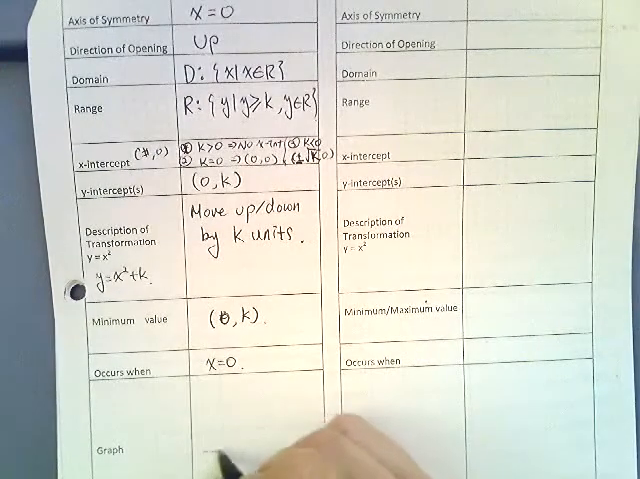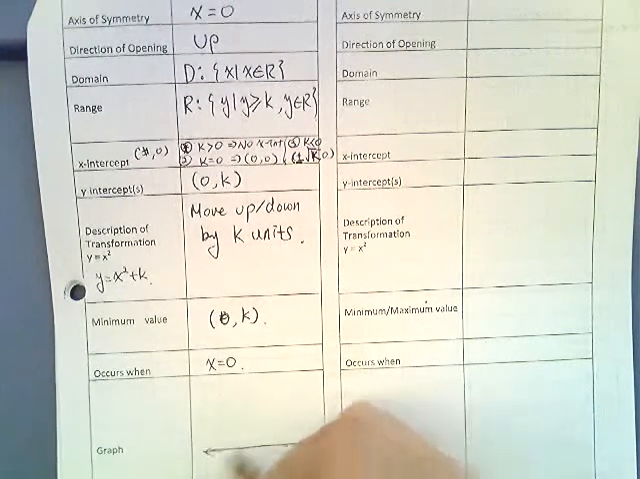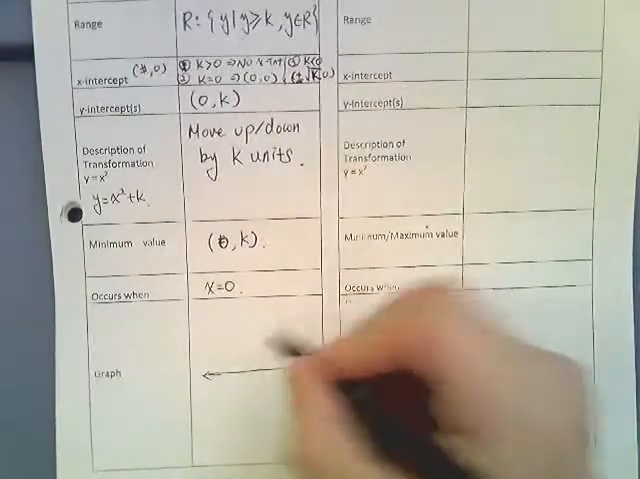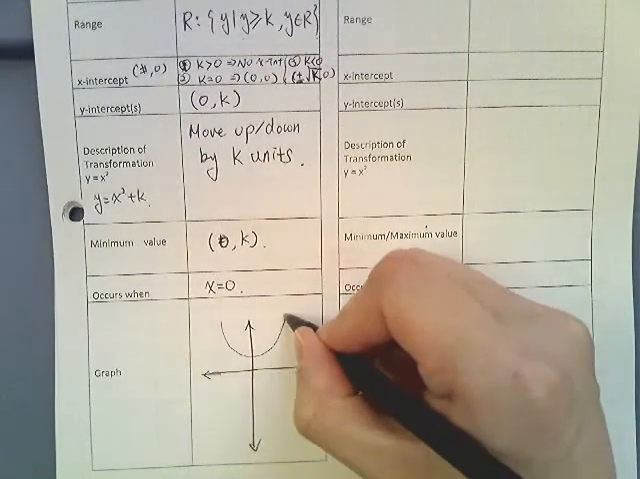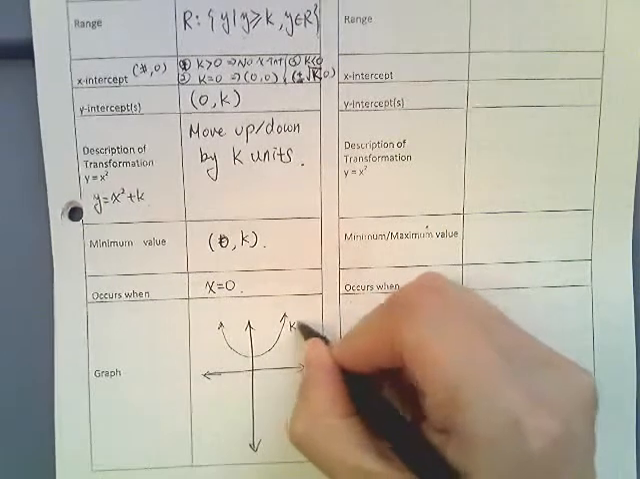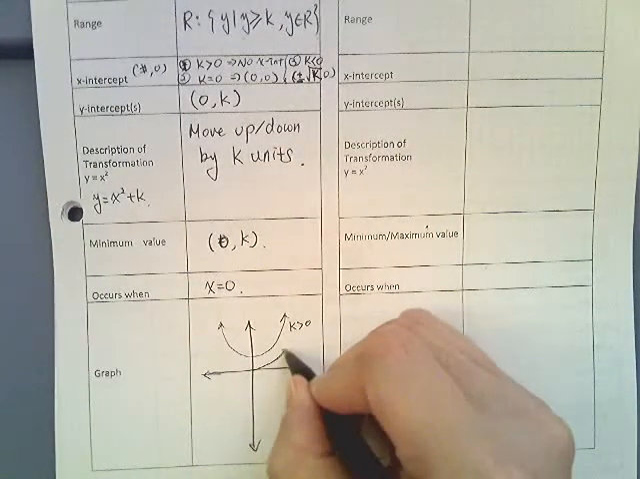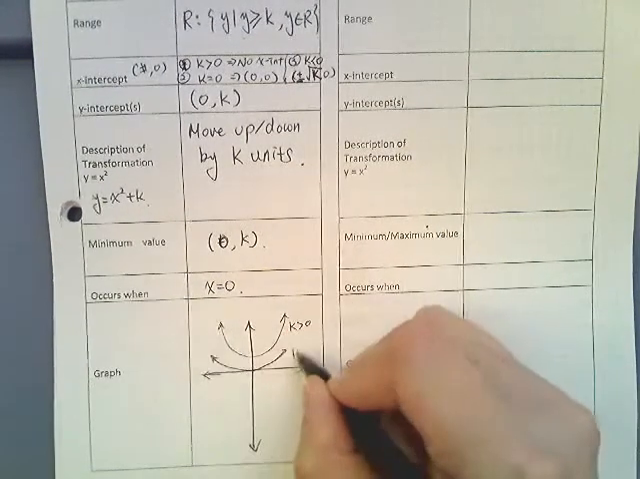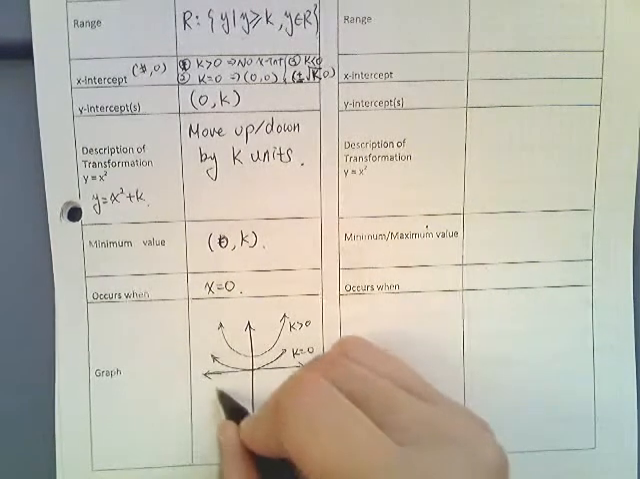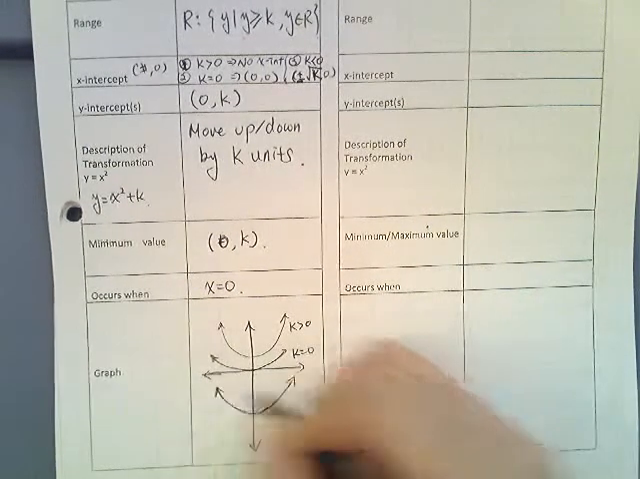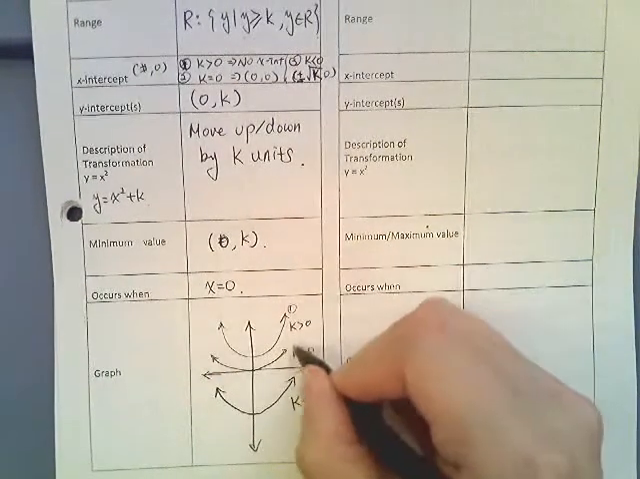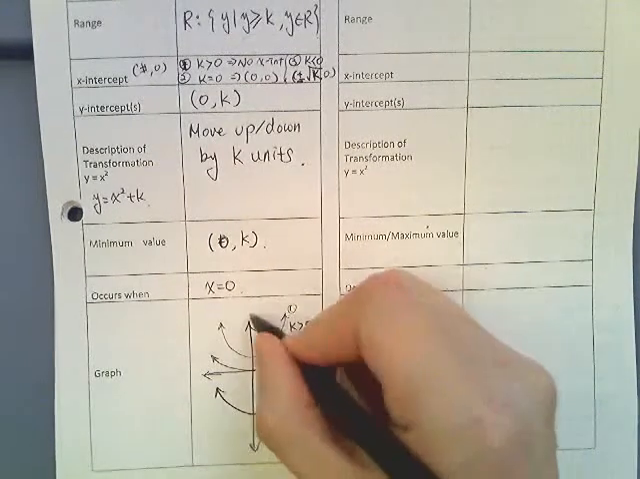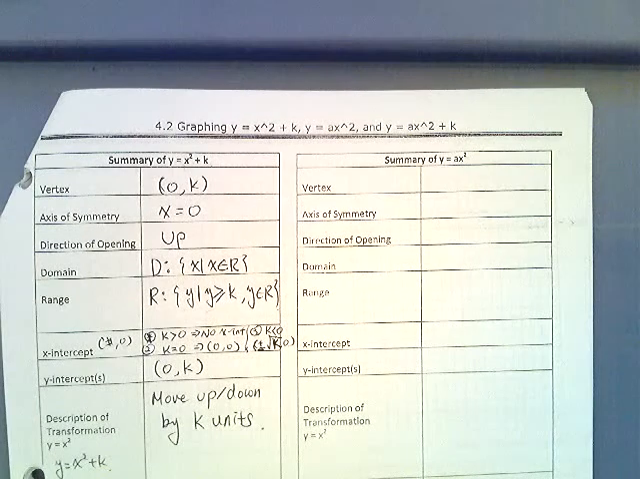Now the graph will be up here when k is greater than 0. It can be down here when k equals 0. And it can be down right here, and that's when k is less than 0. So there are 3 cases: 1, 2, 3.